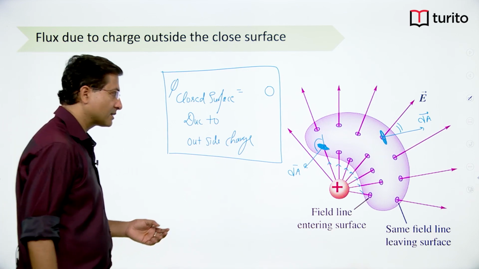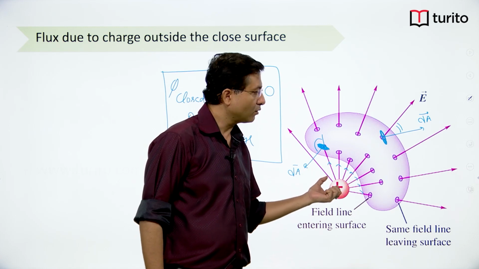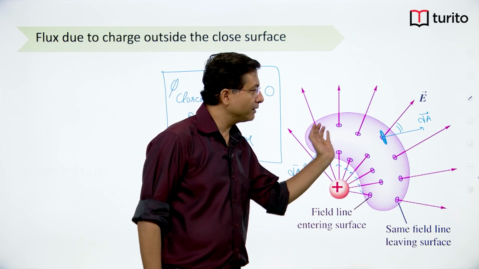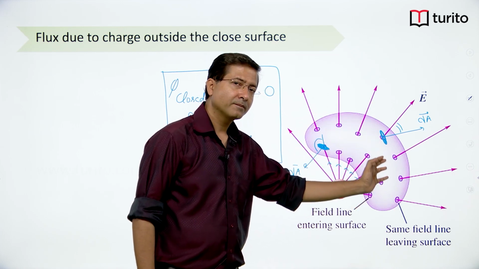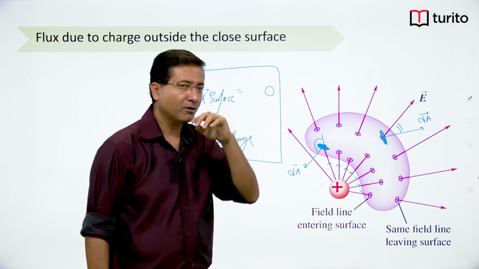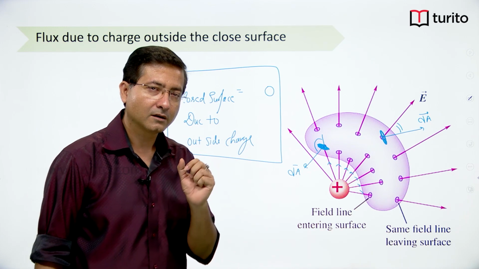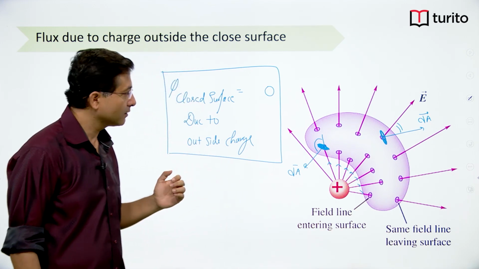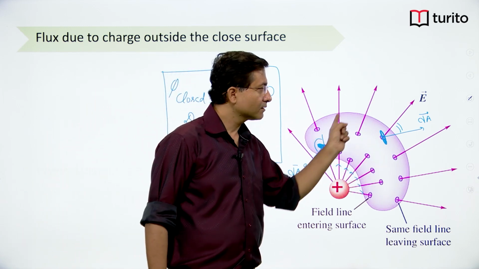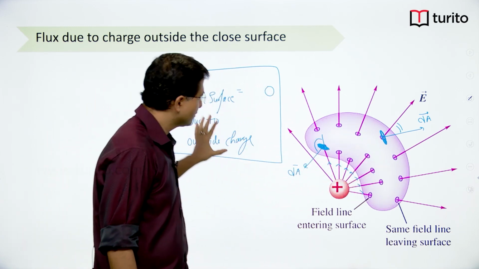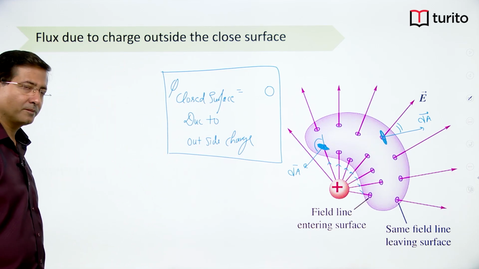So, due to outside charge, there won't be any flux associated with the closed surface, irrespective of the shape of the surface, cone, hollow sphere or hemisphere, cube, right, anything I place here, the net flux associated will be 0, important point. So first point is clear, I hope.